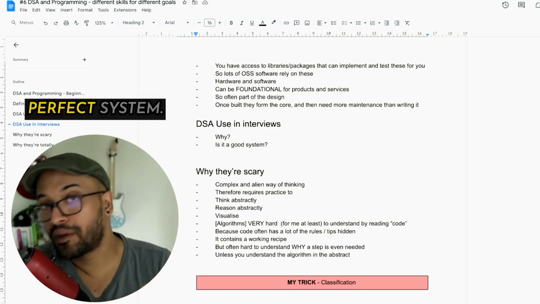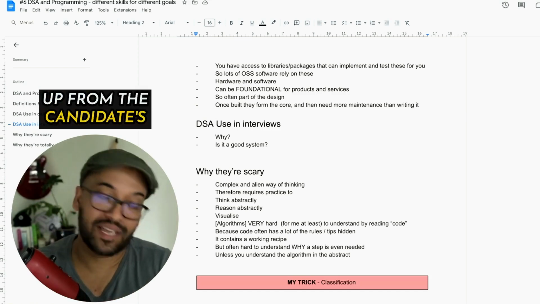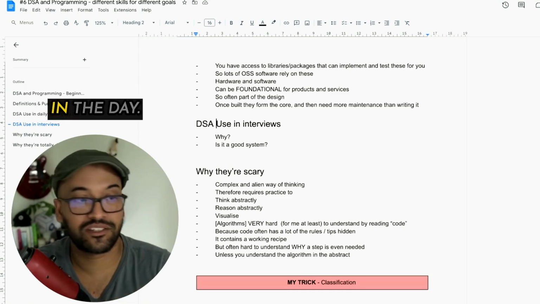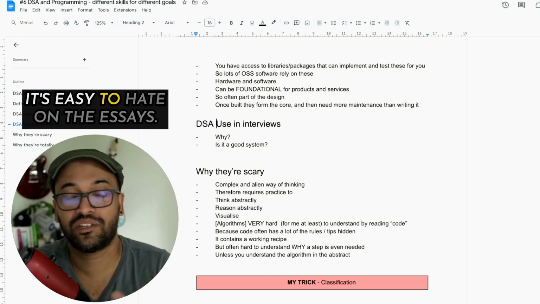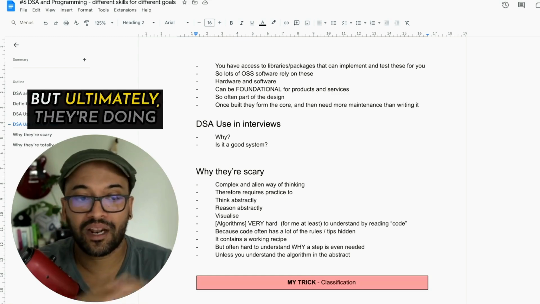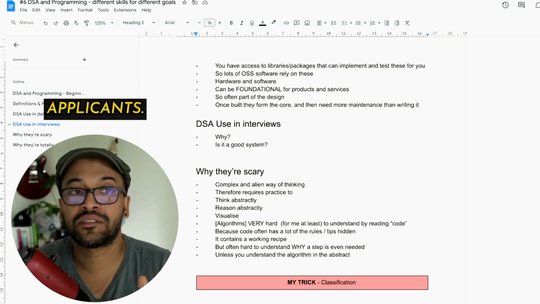So of course, it's not a perfect system. Of course, it's kind of messed up from the candidate's point of view. And of course, luck matters on the day. And of course, all these other factors, and it's frustrating and scary and annoying, and it's easy to hate on DSAs. But ultimately, they're doing it because they have so many applicants.